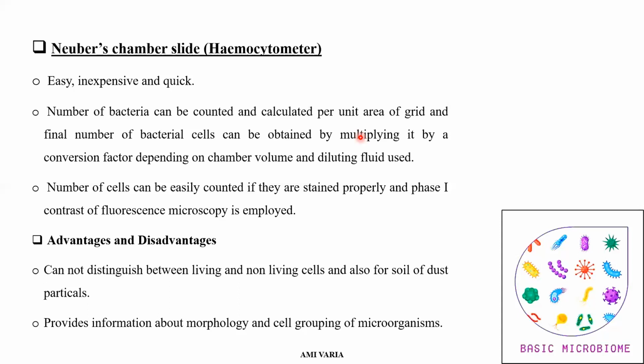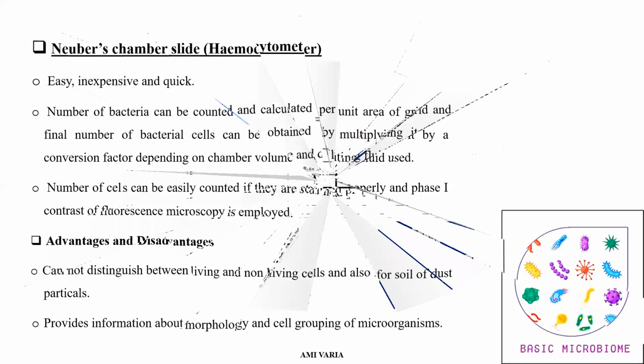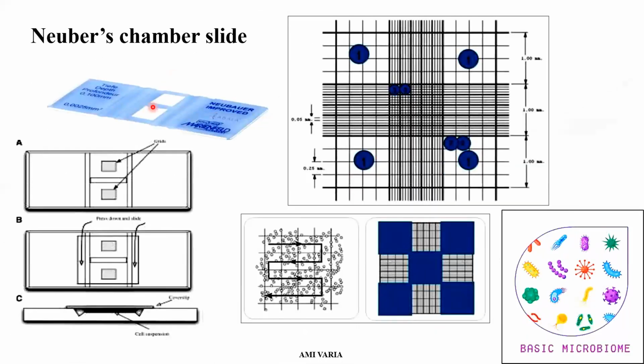Soil or dust particles can be counted as a living bacterial cell, which gives an error in the total count of bacteria. It also provides information regarding morphology and cell grouping of microorganisms. This is the improved Neubauer chamber slide.